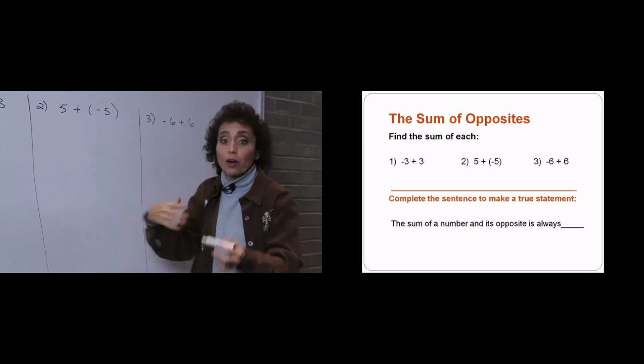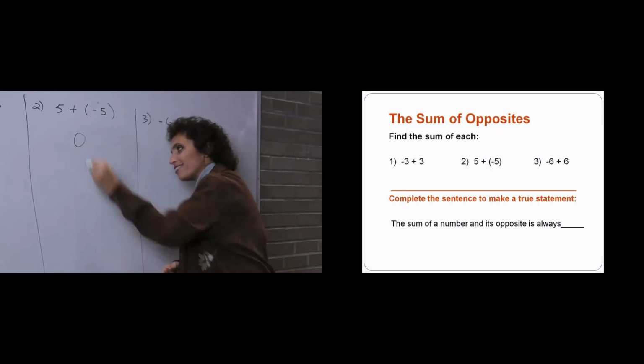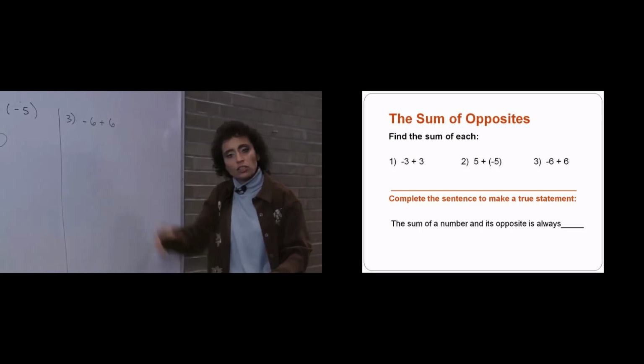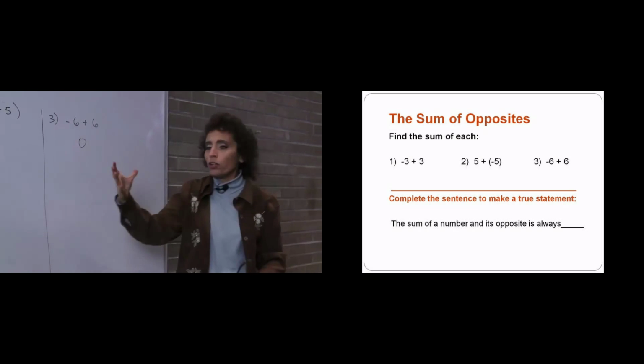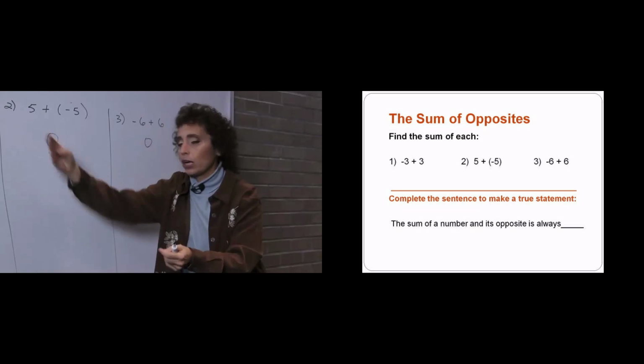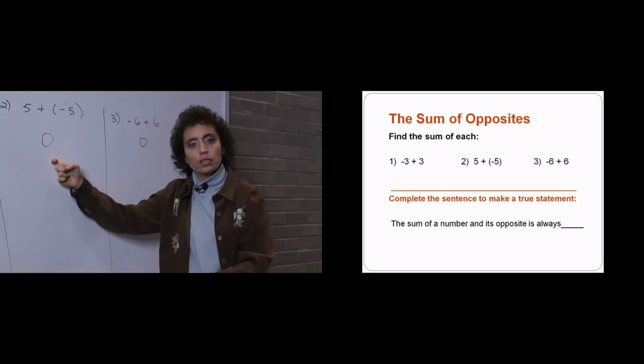I have $5, but I owe you $5. All right, right back at 0. I owe you $6, but I have $6, right back at 0. So what will always be true about the sum of a number and its opposite? It will always be 0.